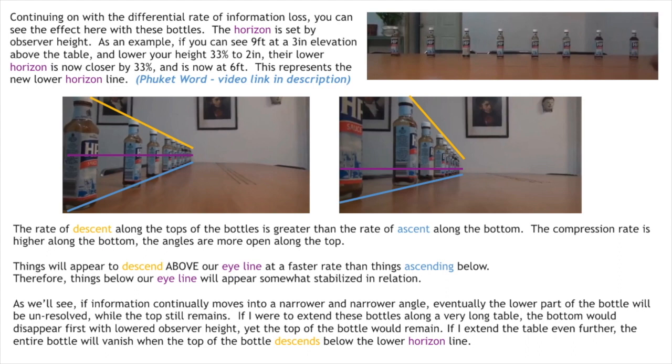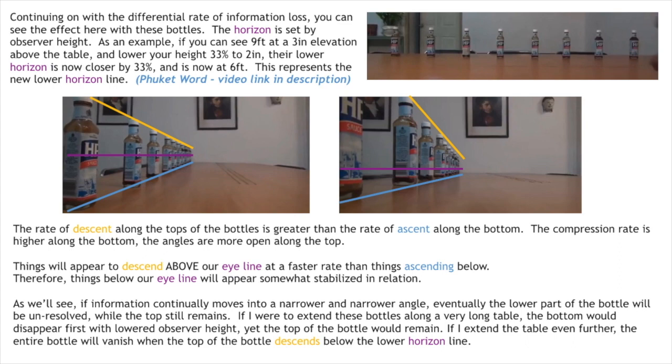So continuing on with the differential rate of information loss, you can see the effect here with these bottles. The horizon is set by the observer height again. So as an example, if you can see 9 feet down this table at a 3-inch elevation above it, and then you lower yourself down to 2 inches above the table, your lower horizon is now closer by 33%, or it's now at 6 feet in. You can't see as far down this table. The detail is lost. Essentially, your horizon is brought inward, and this represents the new lower horizon line.